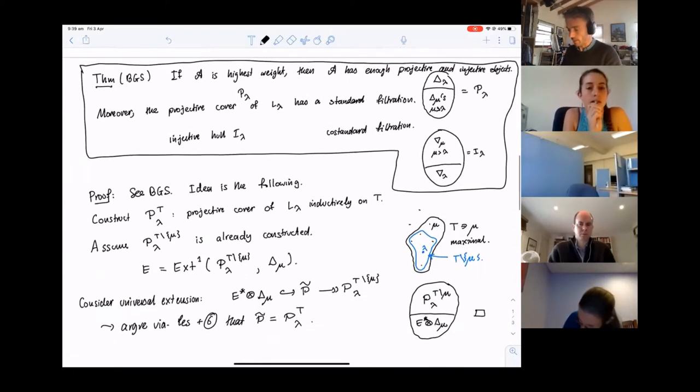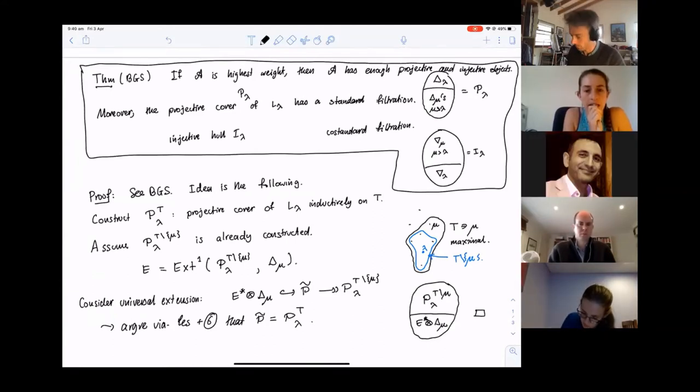Are there any questions based on this slide? Why is E non-zero? E need not be. If E is zero, then you can see reasonably directly that this is in fact already projective in A T. I actually don't know who asked the question, but are you satisfied? I can't see you. Sounds good.